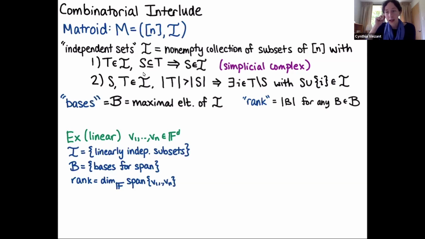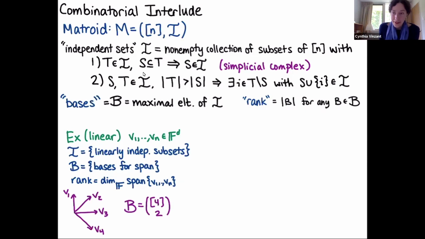And a lot of the language comes from trying to model linear independence of vectors. One of the easiest examples is if I take a collection of vectors in some vector space, and I just record what subsets of 1 through n correspond to linearly independent vectors. The maximal ones will be those subsets that form a basis for the span. They'll all have the same size, and that size will be the dimension of the span.